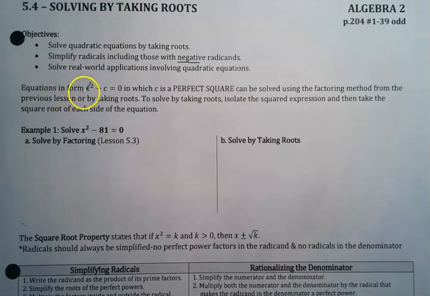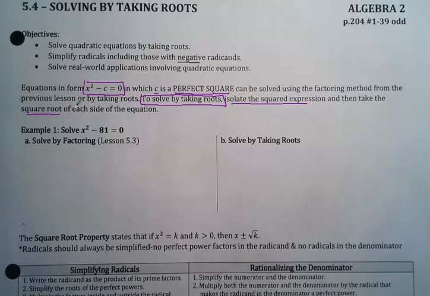Okay, so equations in the form of x squared minus c equals 0, in which c is a perfect square, can be solved using the factoring method from the previous lesson or by taking roots. To solve by taking roots, this is what we're doing today, we're going to isolate the squared expression. That's the first thing, isolate the squared expression, and then take the square root of each side of the equation. Doesn't sound too terrible, right? Like we can do this.